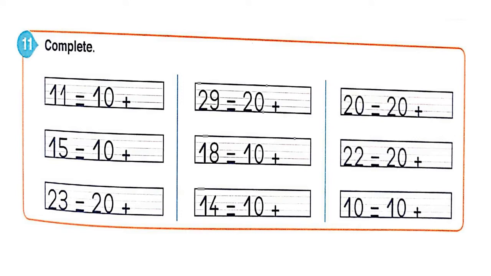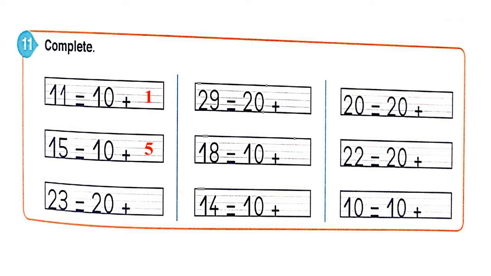Complete. We have 11 is equal to 10 plus a number. What number is that? How many numbers do we have to count from 10 to 11? We have to count 10, then 11, only one number. So 11 is equal to 10 plus 1. We have 15 is equal to 10 plus a number. 15, if we want to count from 10 to 15, we have to count 5, because 10 is the number written at the left of 15. We have now to add the number to the right, which is 5.